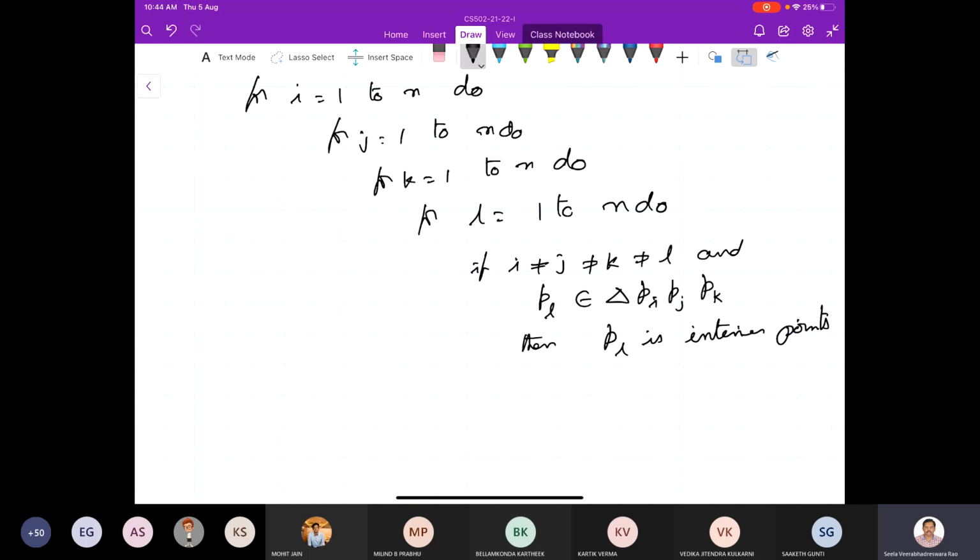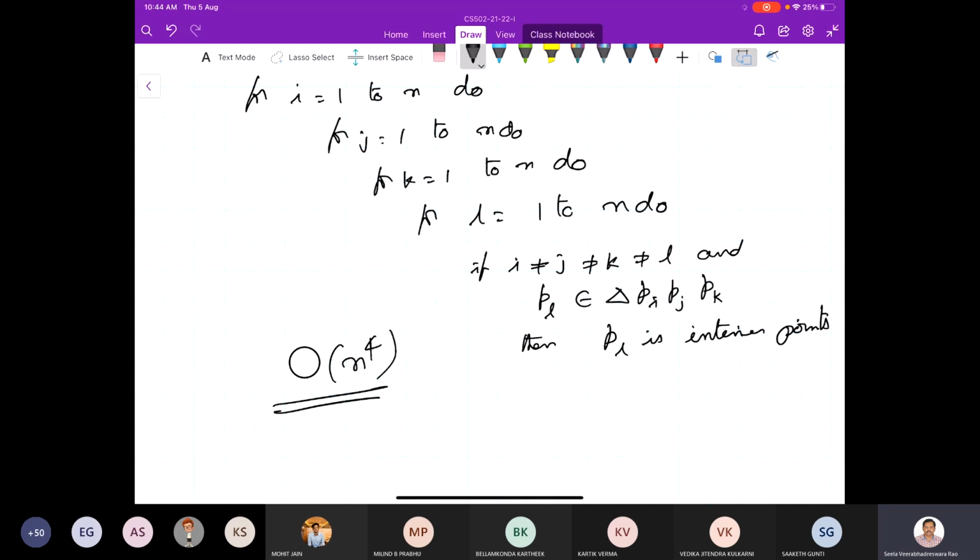Whatever is left over are the points which are on the boundary. So this is one simple algorithm to find the points on the boundary of this convex hull. Obviously we have 4 nested loops, so n to the power of 4 is the time complexity. It is too high.